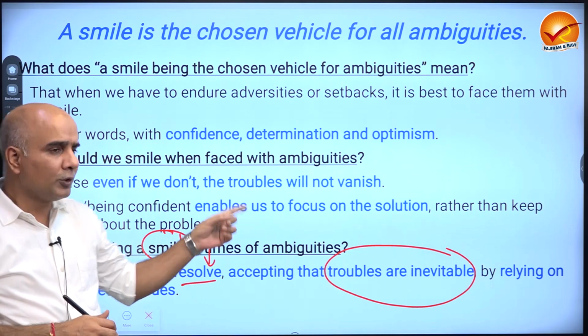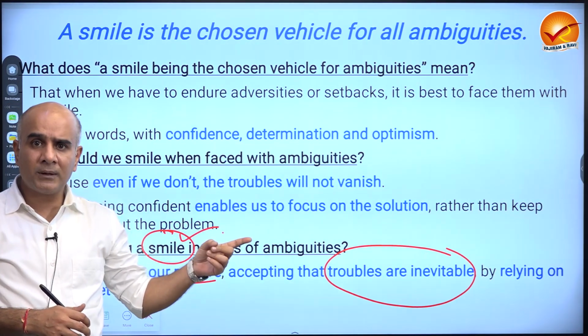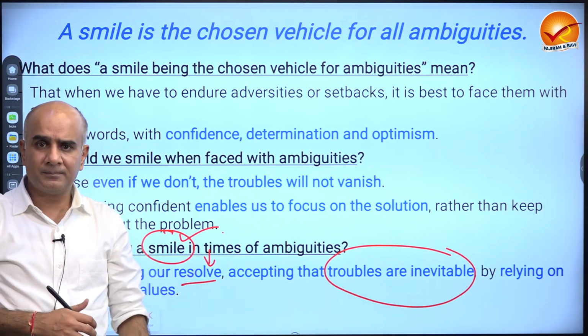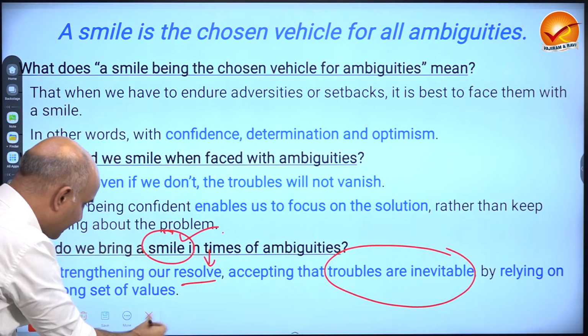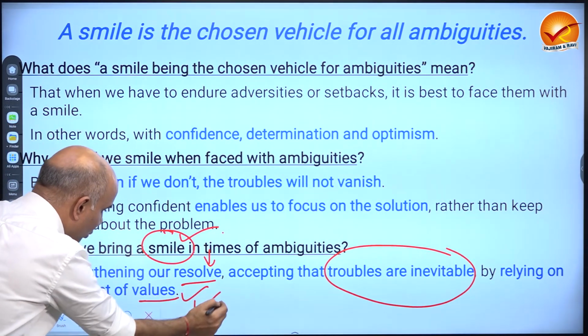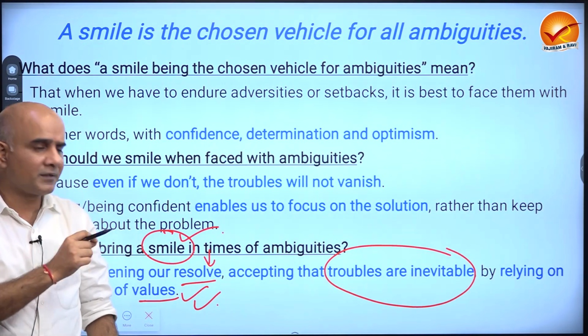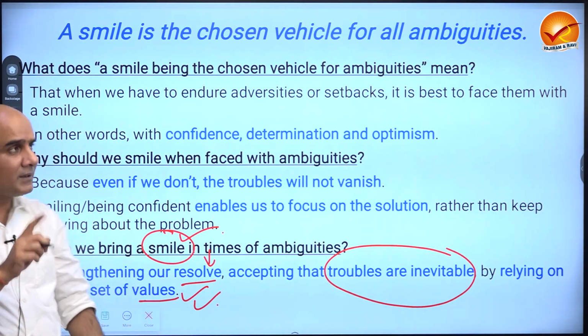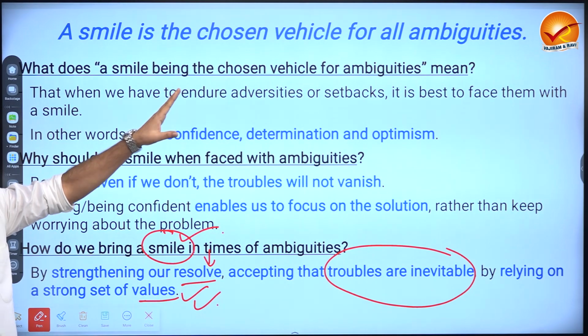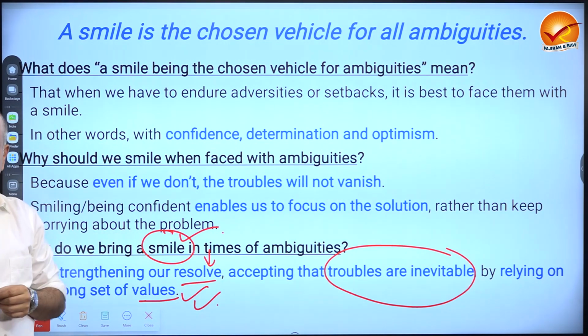Number 1, you can worry about them, you can sulk about them, or you can try to overcome them. And that is why we say, by accepting that they are inevitable and to overcome them by inculcating a good, a strong, a positive set of values. That is why we say that you should smile. It's the best, it's a chosen vehicle for all ambiguities.